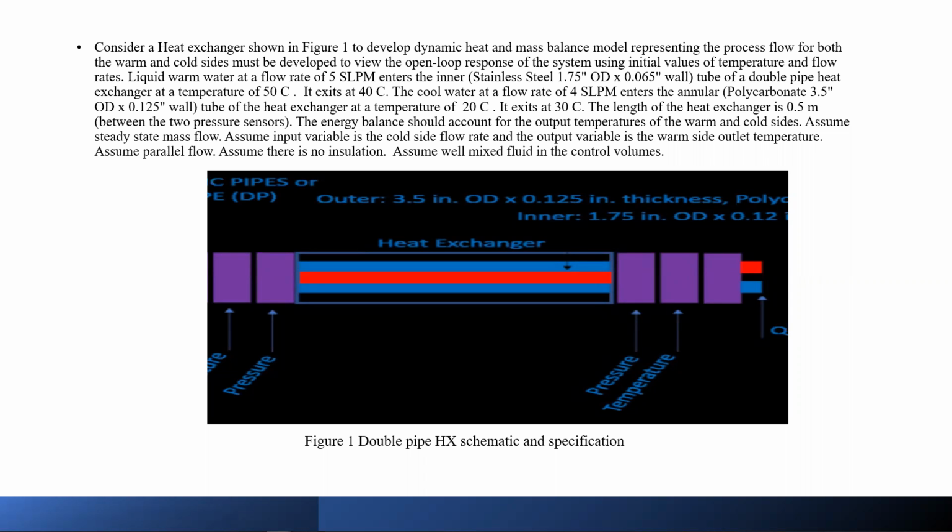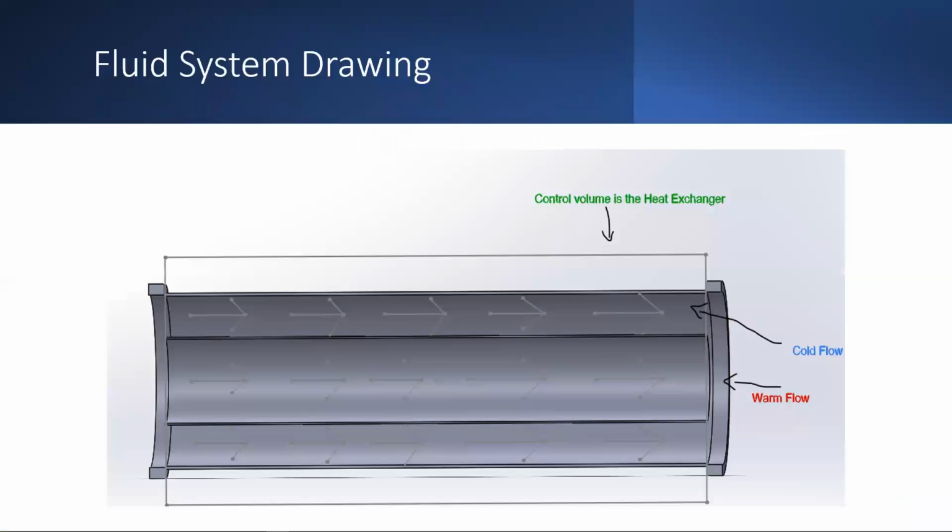Here we have warm water with a flow rate of 5 SLPM entering the inner stainless steel pipe. The temperature entering is 50 Celsius and exits at 40 Celsius. The cool water at a flow rate of 4 SLPM enters the annular tube of the heat exchanger at a temperature of 20 Celsius and exits at 30 Celsius.